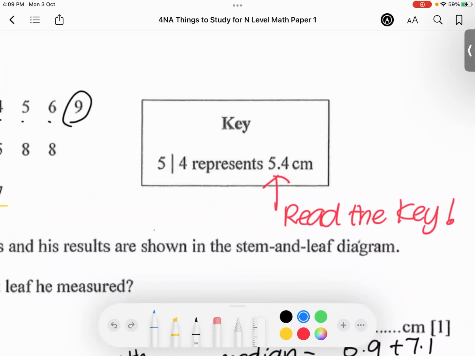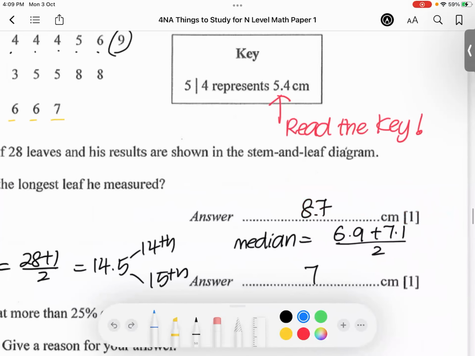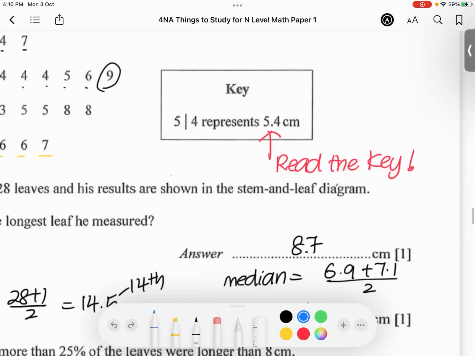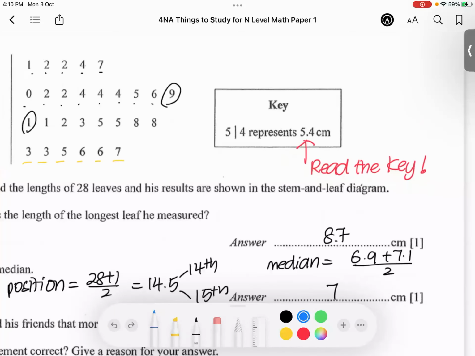This key tells you it's 5.4 cm. So please put your answers as 8.7, 7.0, whatever. If the question says this number represents thousands, then your answer needs to add a few more zeros for 1,000. If this one says million, then put million. Okay, whatever. So read the key and follow it.